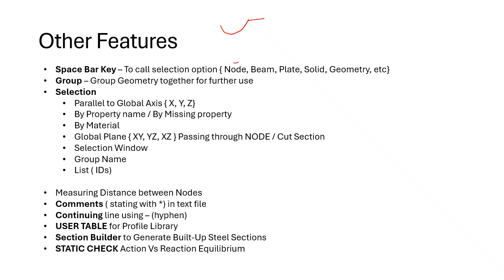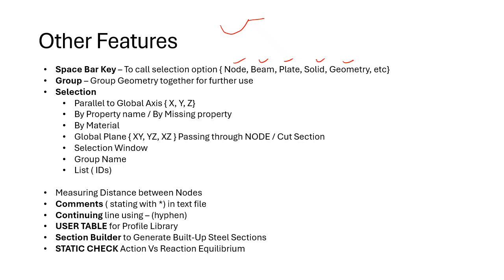You can select nodes, beams, plate, solid, geometry. Sometimes to apply some loads or give a property, we want to select particular beams. So it has options like select beams parallel to global X, Y, Z. We can select by property name, and before running STAAD we can select by missing property.